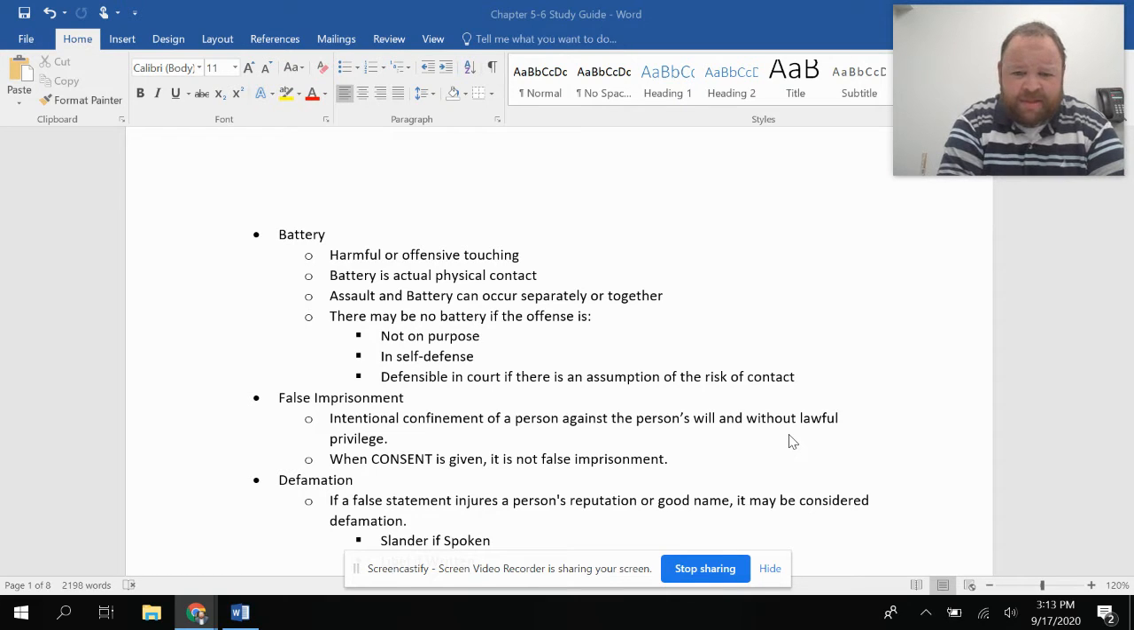False imprisonment is the intentional confinement of a person against their will. This is handcuffing a person, tying a person up. Threatening a person that if they leave, you're going to do harm to them is also considered false imprisonment. It's not false imprisonment when you give consent. It's also not false imprisonment if like a police officer has reasonable, they think you're going to commit a crime, so probable cause, they can confine you.